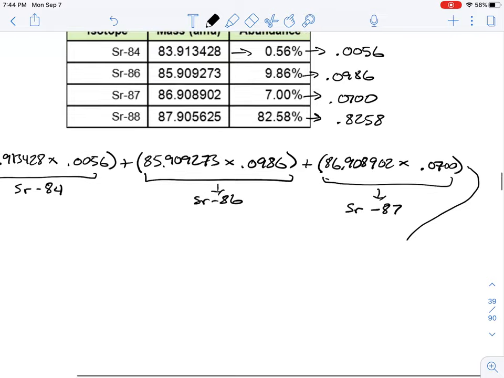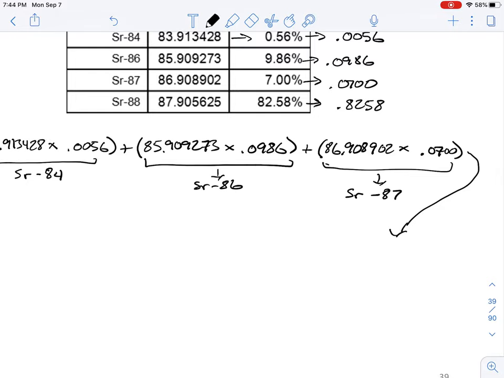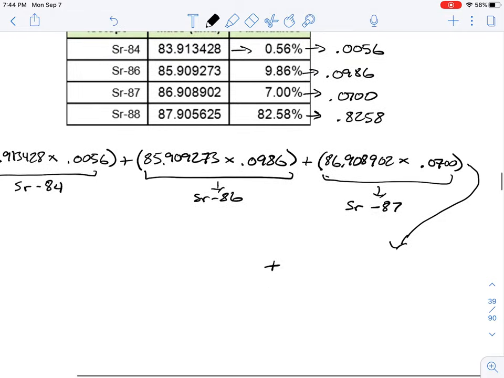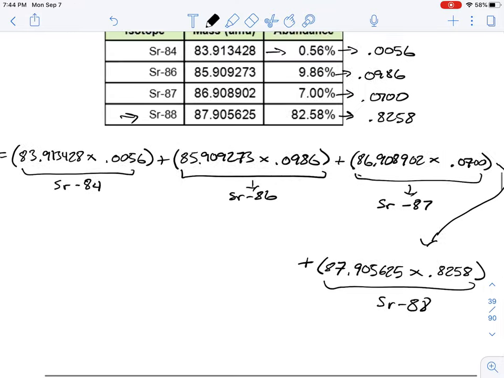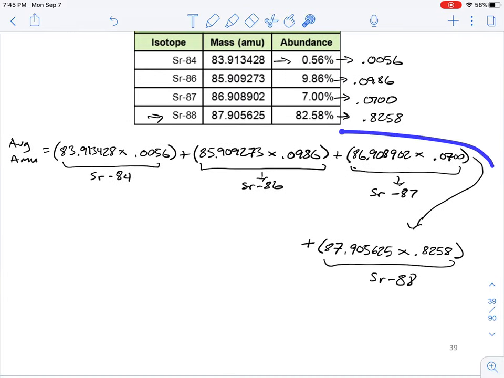And so I need one more, and I'm running out of room, so I'm just going to put plus strontium 88 here. So that's going to be parentheses 87.905625 times 0.8258. Okay, so this is going to represent the calculation for strontium 88. So I'm going to plug all of this in my calculator. Just give me a second. I encourage you guys to do it on your own. This just might take some time.